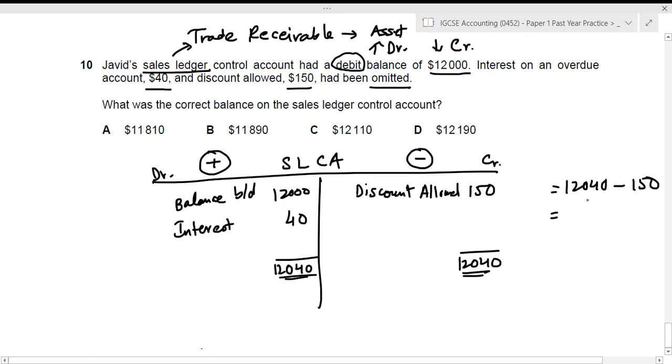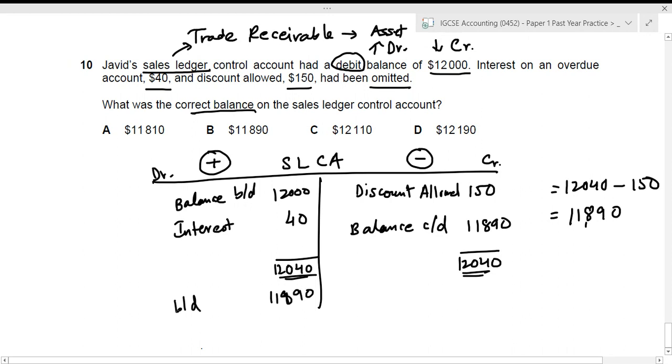What is the answer? Okay, let me do it in my calculator. It is going to be 11,890. So this should be the answer, 11,890. That is going to be our balance c/d, which is the correct balance they are asking for, and this is the balance which is going to be later on brought down. So this will be the corrected balance, which is, the answer is B.